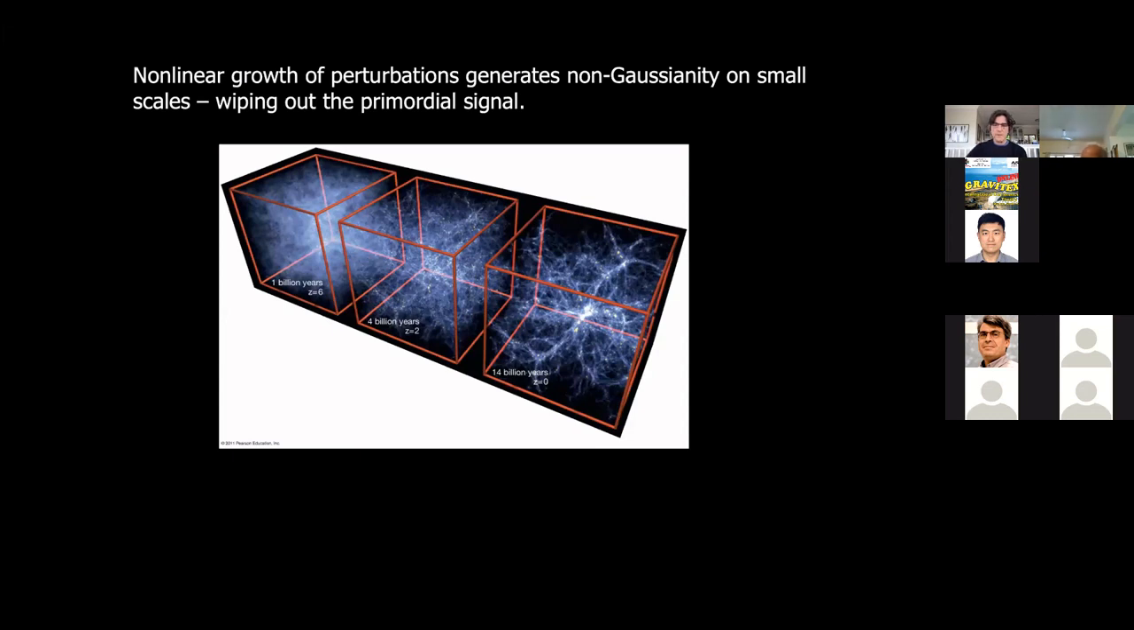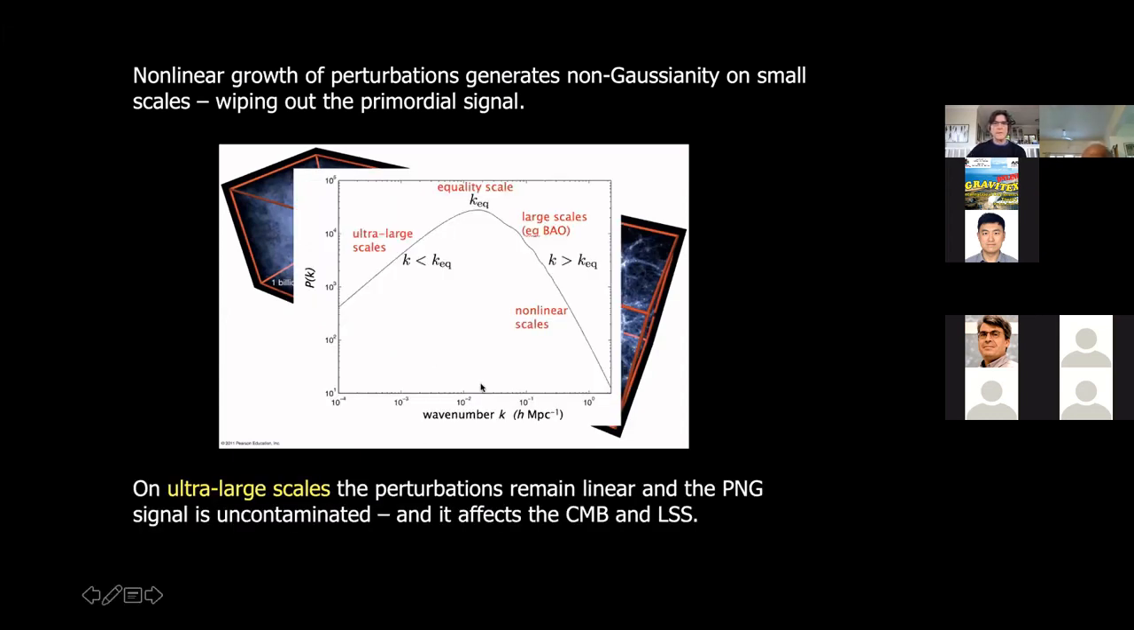So the point is that you need to access the very large scales in the power spectrum, which remain linear and which contain this archaeological, fossil signal of the primordial non-Gaussianity if it is non-zero. And this is what affects the CMB and the galaxy power spectrum on very large scales.